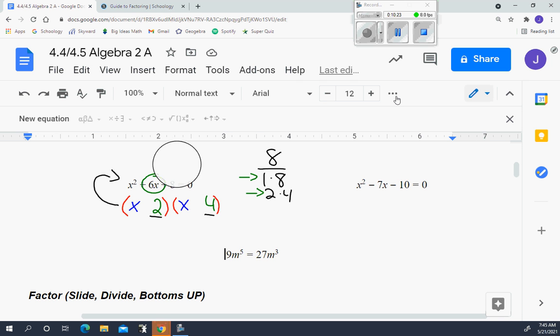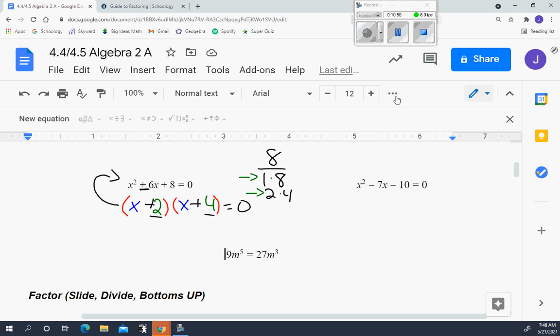The biggest mistake I see are these symbols in the middle. Is it a plus plus? Is it a plus minus, minus plus, or minus minus? Well, I always look at that middle term. It's a positive 6. Well, how do I get from 2 and 4 to be a positive 6? Well, I need a positive 2 plus a positive 4 to give me a positive 6. And this whole thing is still equal to 0.